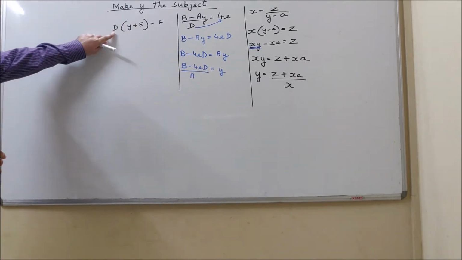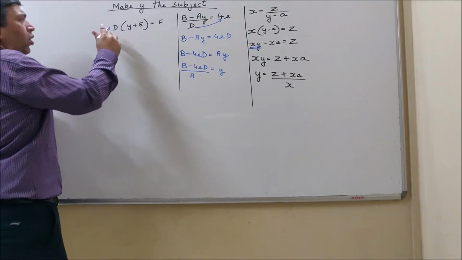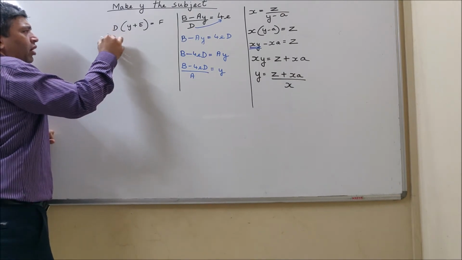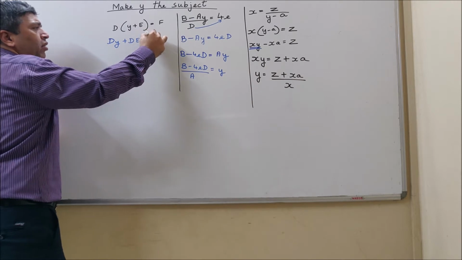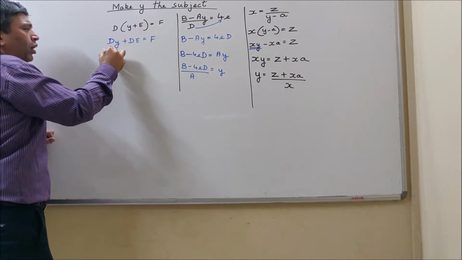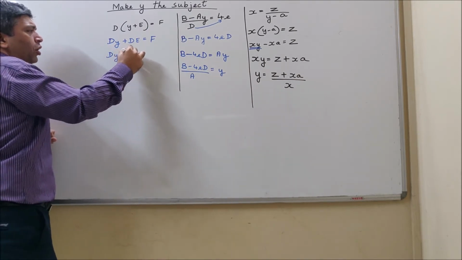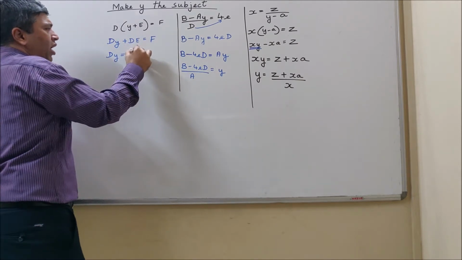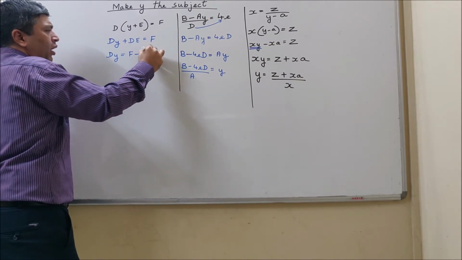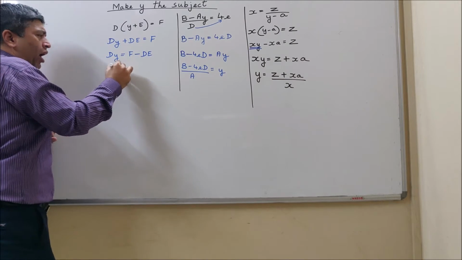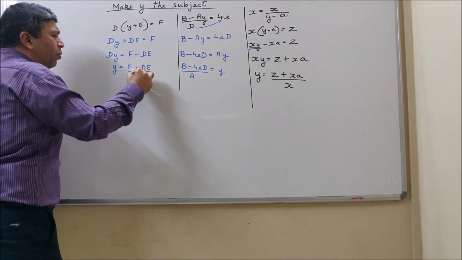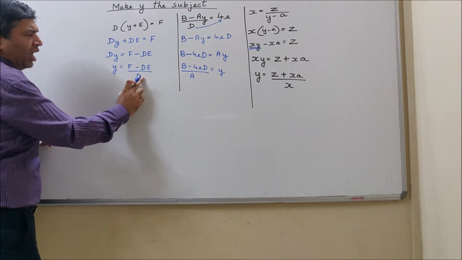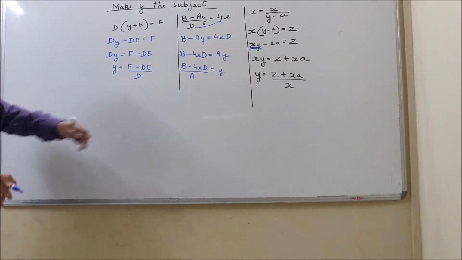Now come here, let's look at this one. Open the brackets first. dy plus de is equal to f. dy is equal to f. You take this on the other side. Y is equal to f minus de. Remember, you cannot cancel the d and the d. This is your final answer.